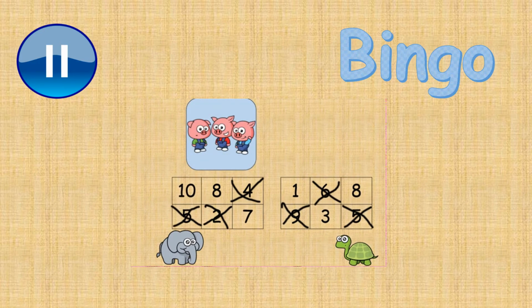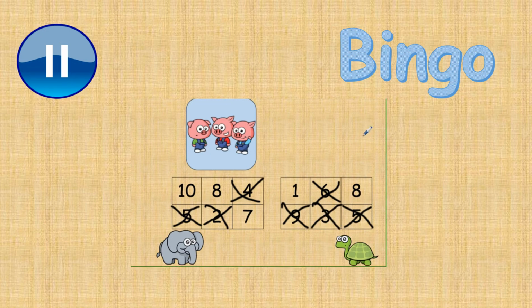Let's try this one. How many pigs can you see? Count them up. Once you've counted them, find the number on your piece of paper and cross it out. Pause the video now. Did you work out the answer? That's correct. There are 3 little pigs. And here is number 3. Did you find it? Let's cross it out.